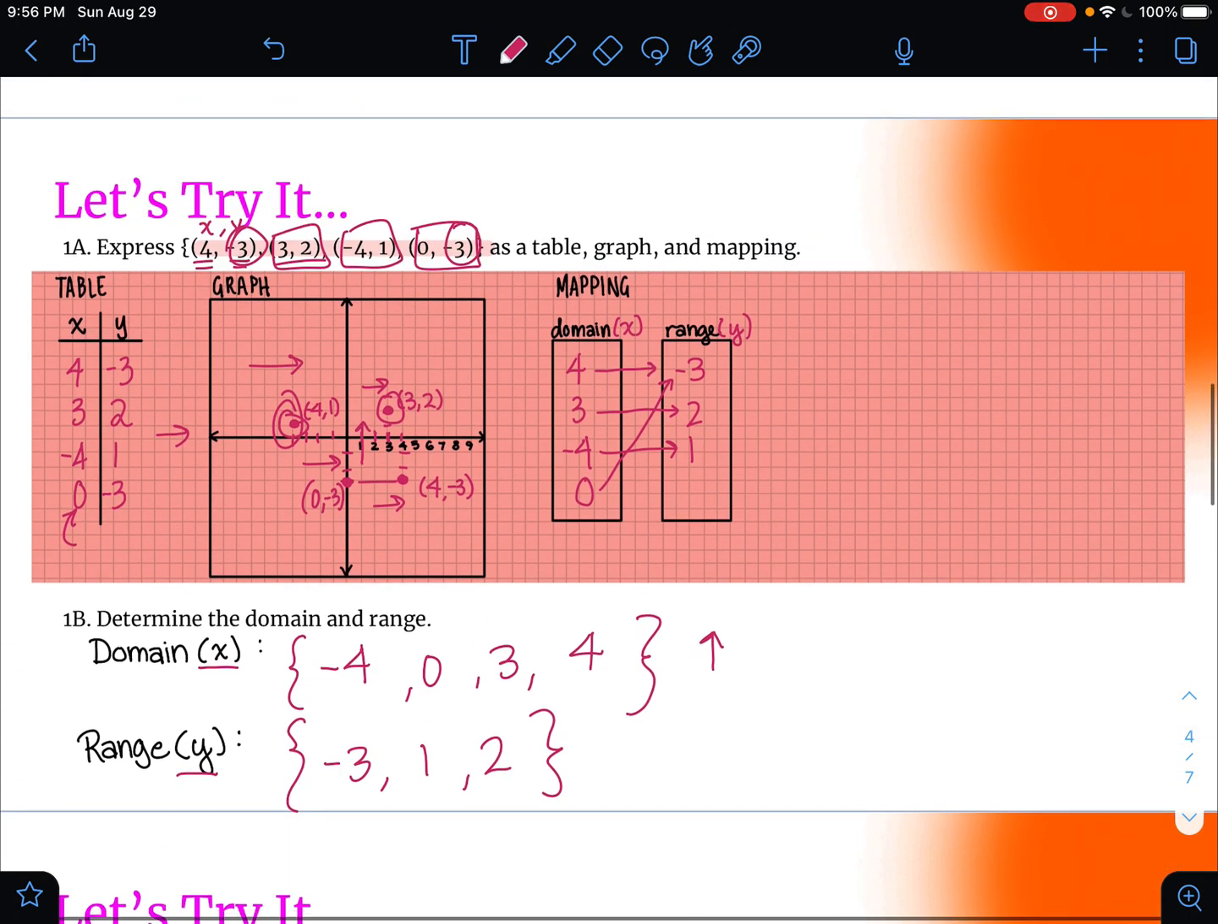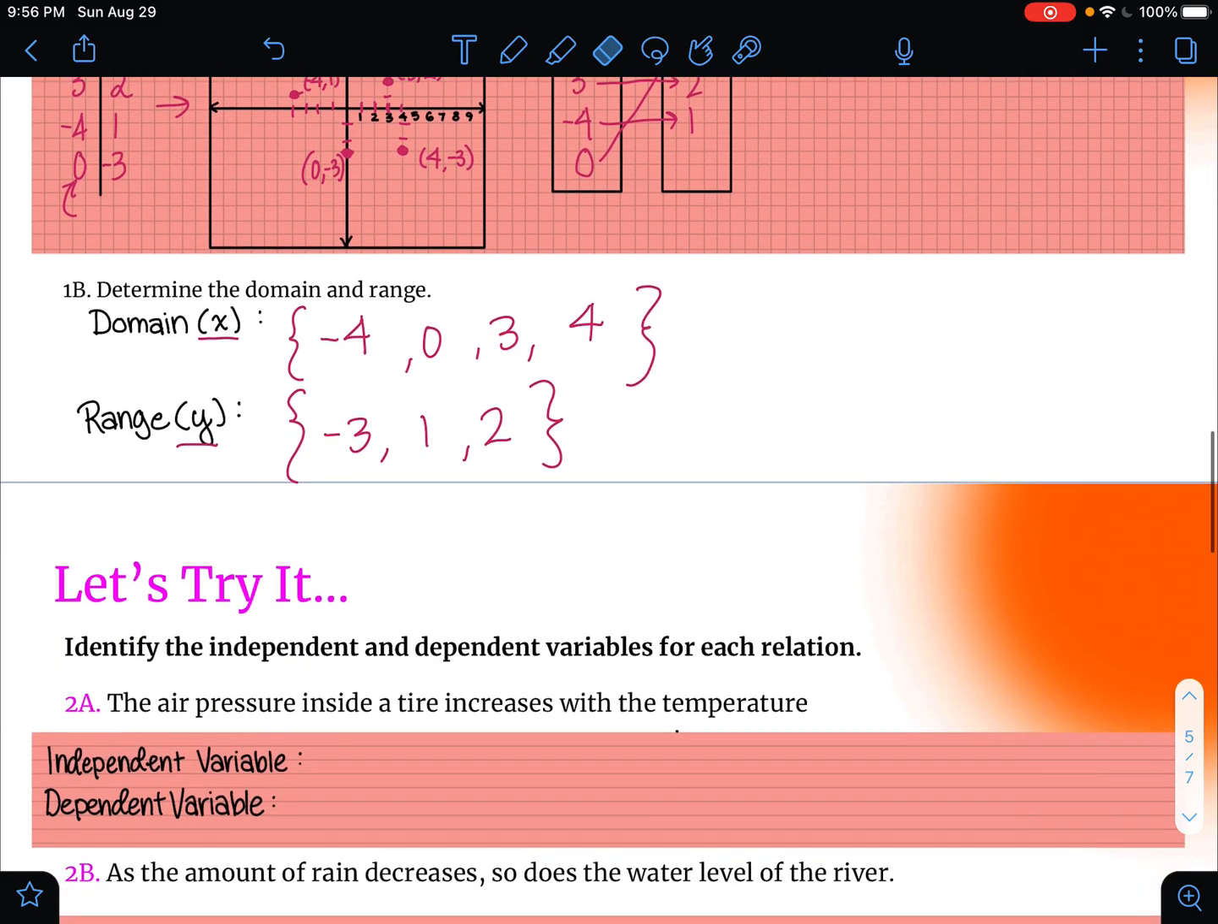So this is the first page of Let's Try It. It's not very neat, that's my bad. But here are the basic answers. And yeah, I'm going to move on.